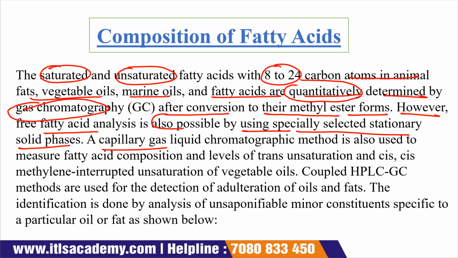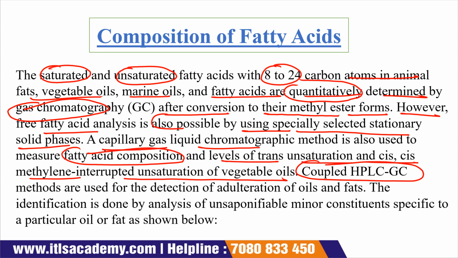A capillary gas liquid chromatography method is also used for the measurement of the fatty acid composition and level of the trans unsaturation and cis methylene interrupted unsaturation of vegetable oil. Coupled HPLC gas chromatography methods are used for detecting the adulteration of oil and fat. If we have to detect the adulteration in oil and fat, we use a coupled HPLC and gas chromatography.